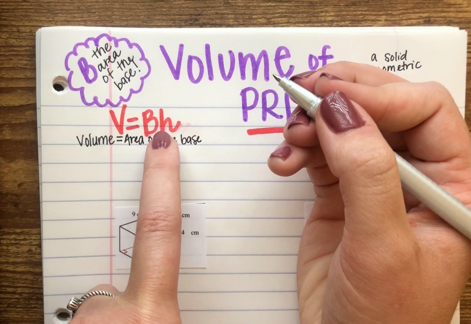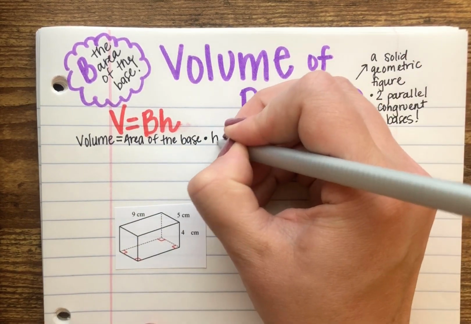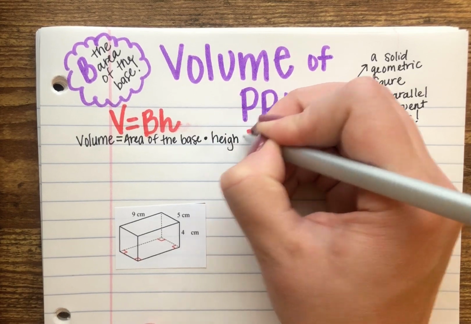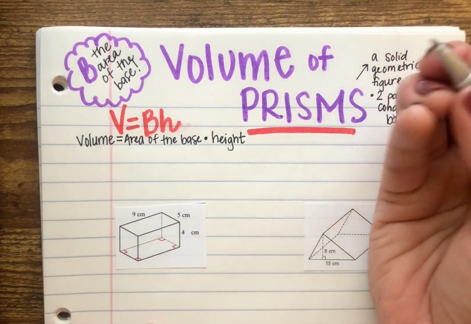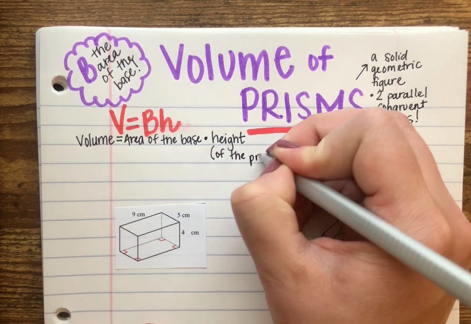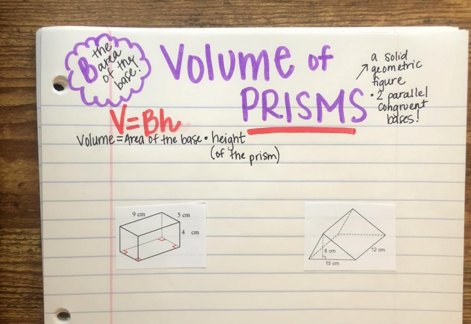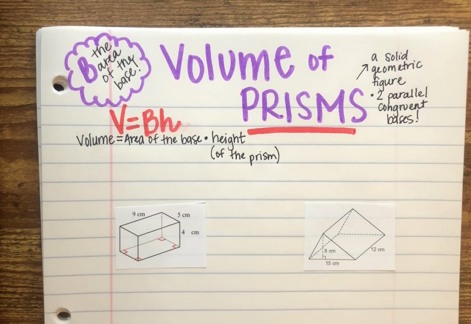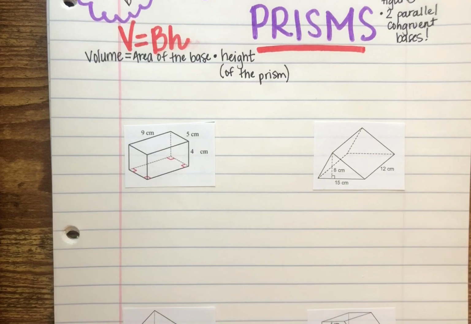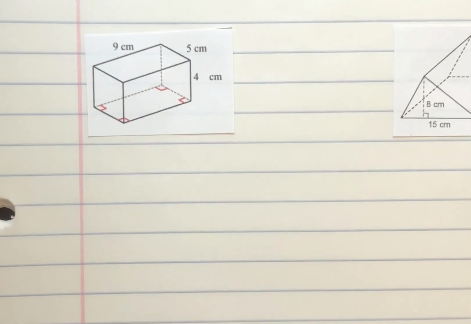And then that's right next to this h. That means we're going to multiply it times the height. And I want us to be really careful because it's the height of the prism. Okay, and this is going to all make a lot more sense whenever we're actually getting to these examples. So let's zoom in just a little bit here. And I think the best way to do this is just to go ahead and get started.